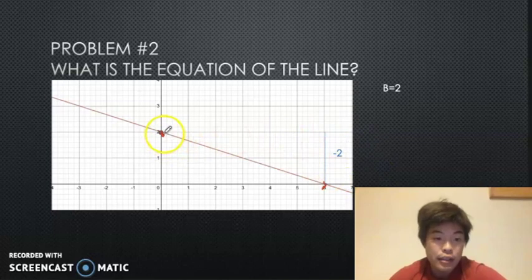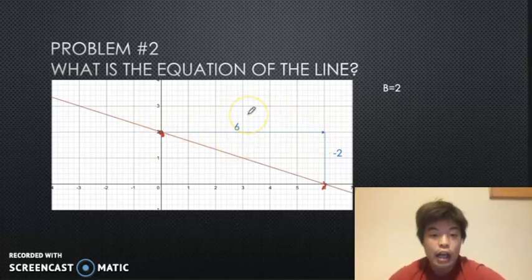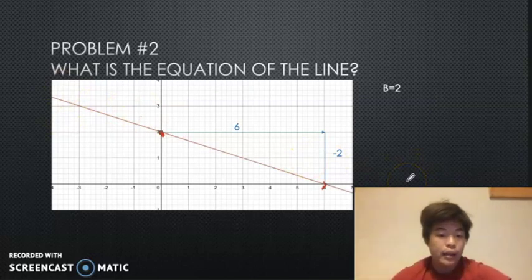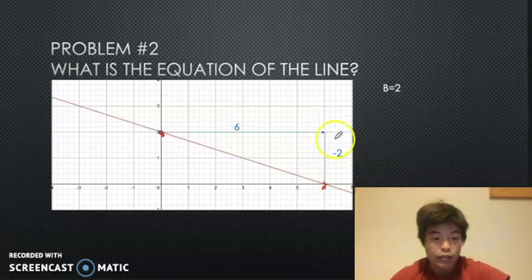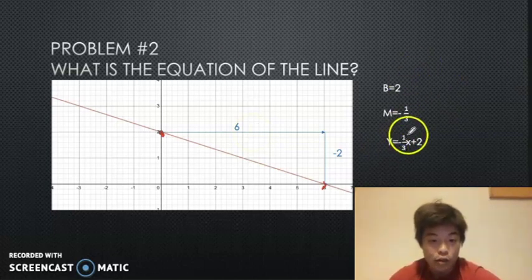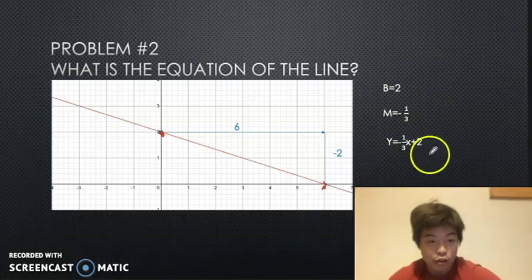And second, let's look at the run. We're going from 0 to 6, so the run is going to be 6. Remember, I talked about it earlier, whenever you have a slope that's going down as you go to the right, it's always going to be a negative slope. So it's rise over run, or -2 over 6, which when you simplify equals -1/3. So now since we have the m and the b, we say y equals -1/3 x plus 2.